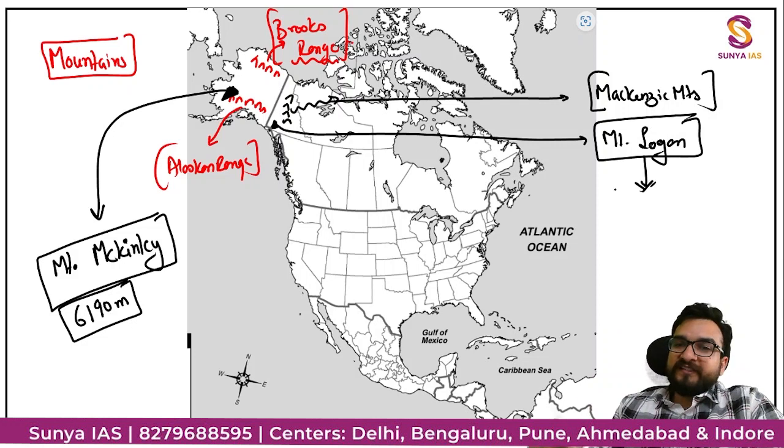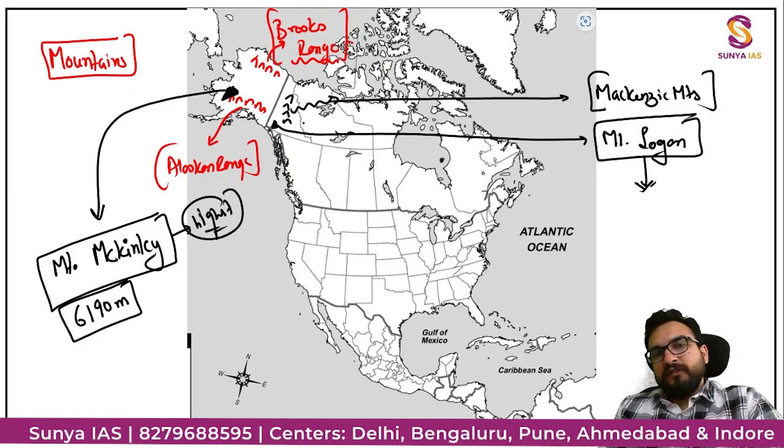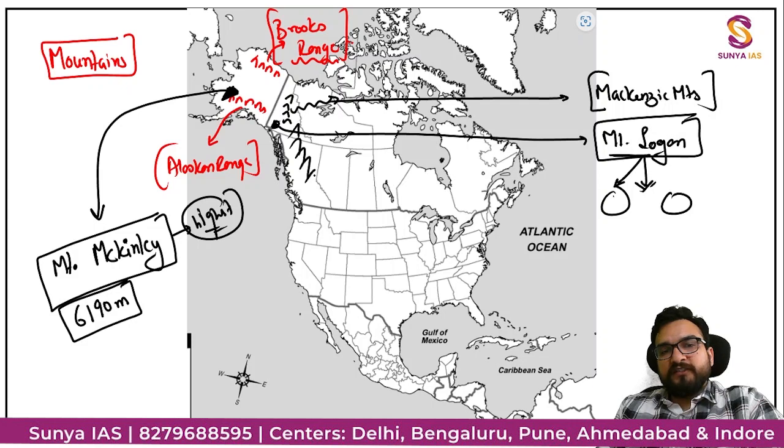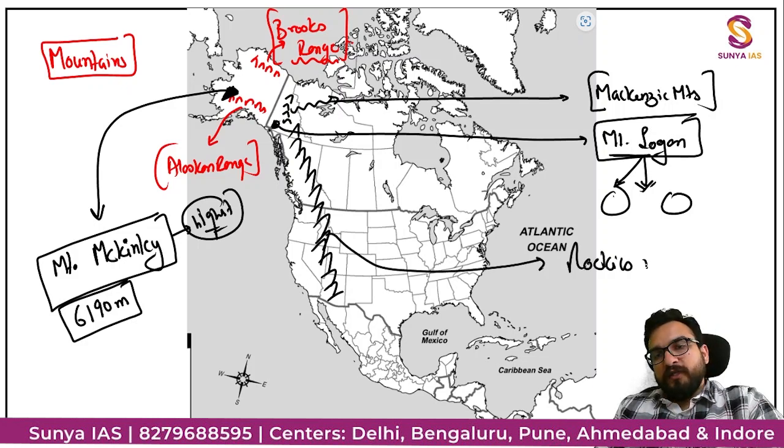Now this Mount Logan is the highest peak of not North America but of Canada, right. And this Mount Logan is the second highest peak of North America, because the highest is our Mount McKinley. So I hope you understood the two statements about Mount Logan: highest peak of Canada, second highest peak of North America. Then you will see a long mountain range starting over here in the form of the Rockies Mountain, guys. Now this is also an example of Young Fold Mountains. This is your Young Rockies.